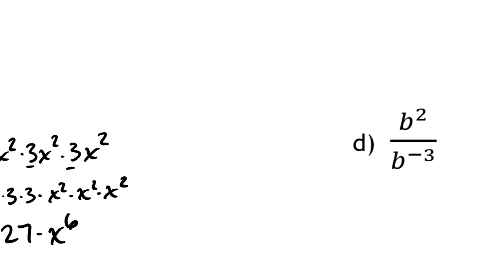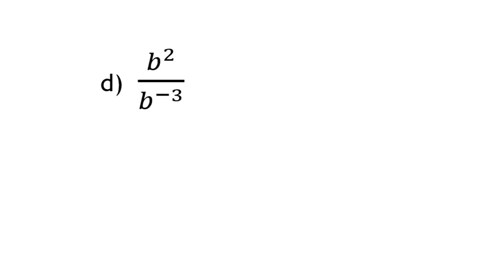And the final problem here, part D, best practices. Always consider eliminating negative exponents. So I'm going to do that. I'm going to neutralize this negative exponent in my denominator by multiplying it by b to the third. Now, I can do that if I'm clever and I multiply the numerator by b to the third also, right?